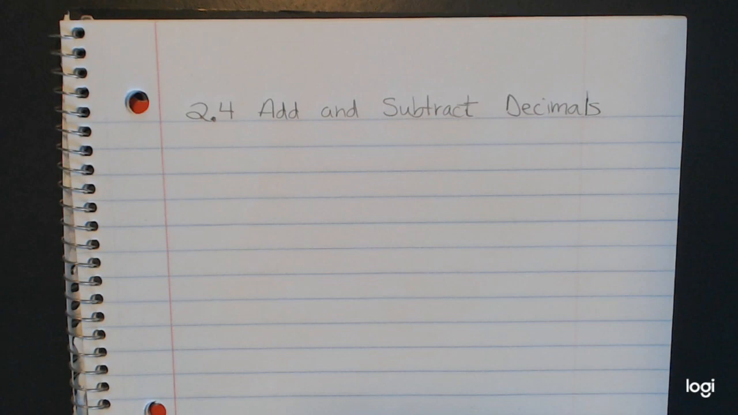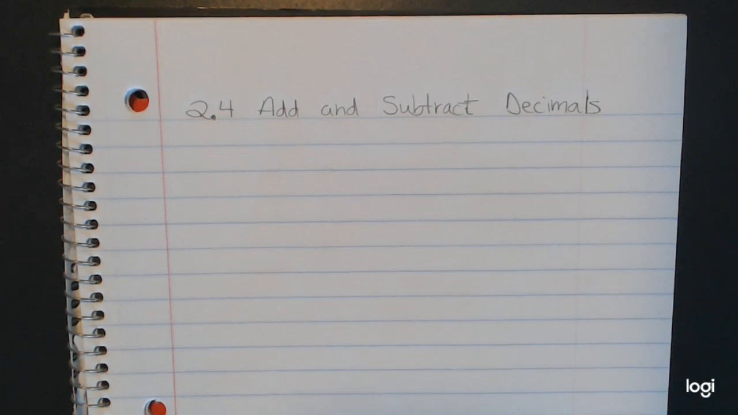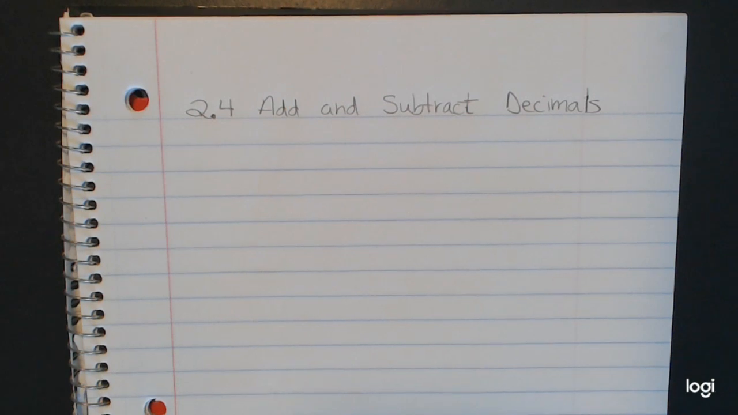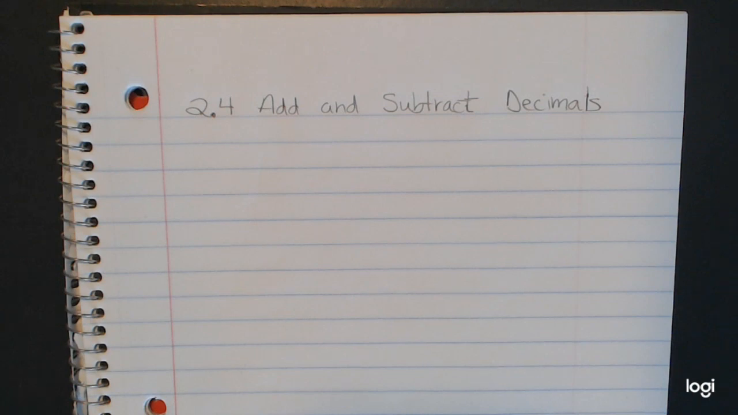You will notice the lesson that I have written down on the next piece of paper that I would like for you to write down is 2.4, add and subtract decimals. So if you guys can find an empty space in your notebook and write that title for me down. If there's ever a point where I'm going too fast for you, please remember to pause your video so that you can get everything written down.